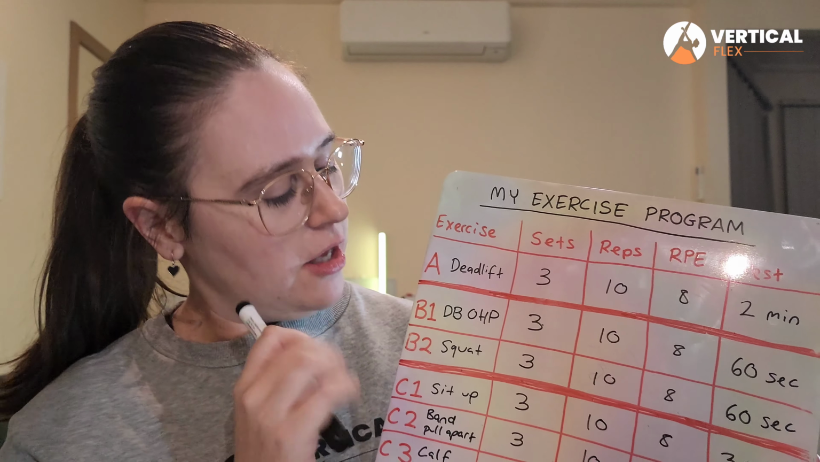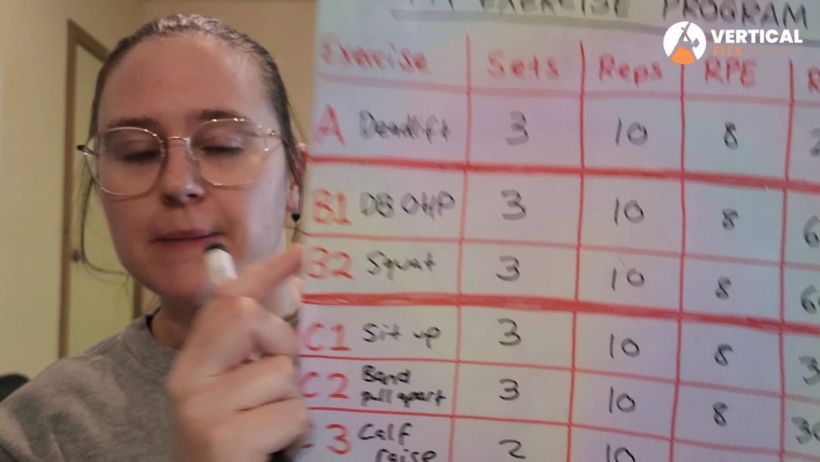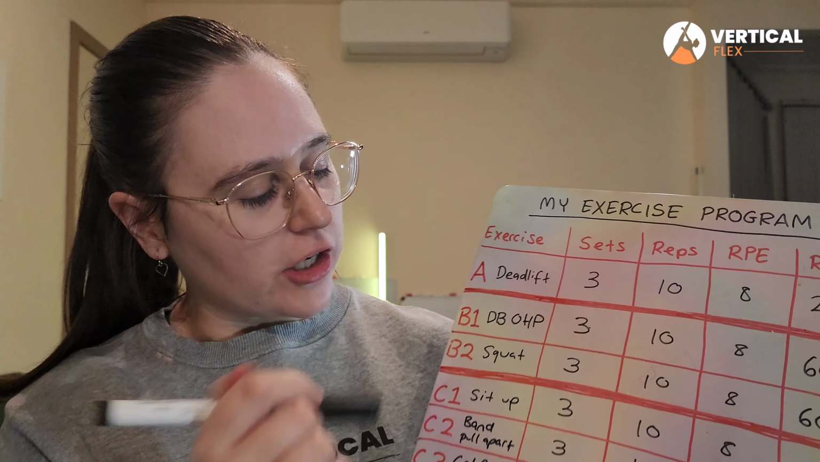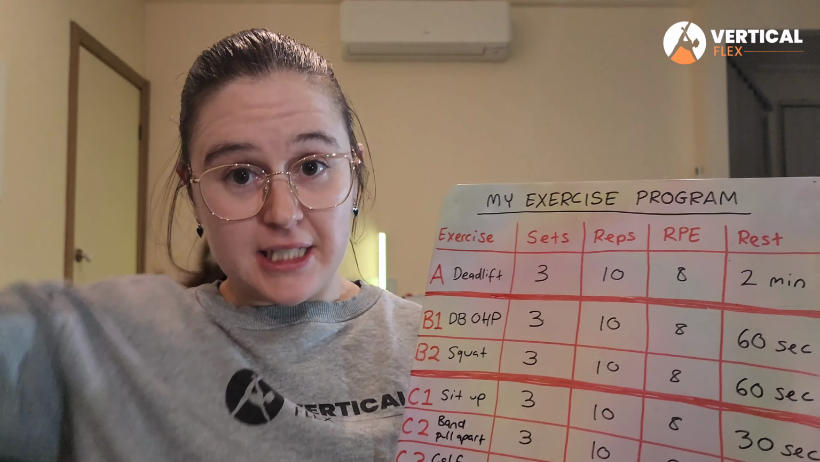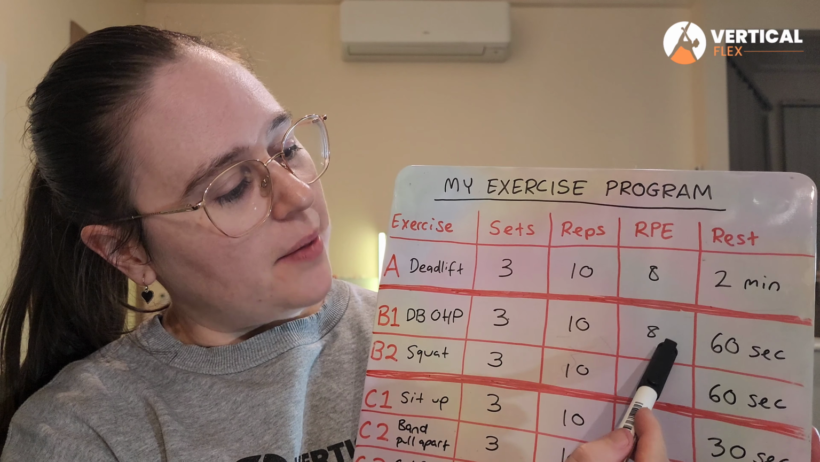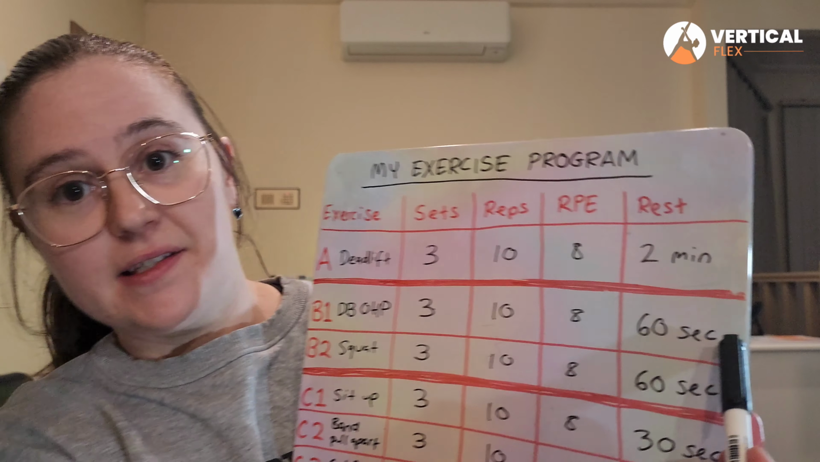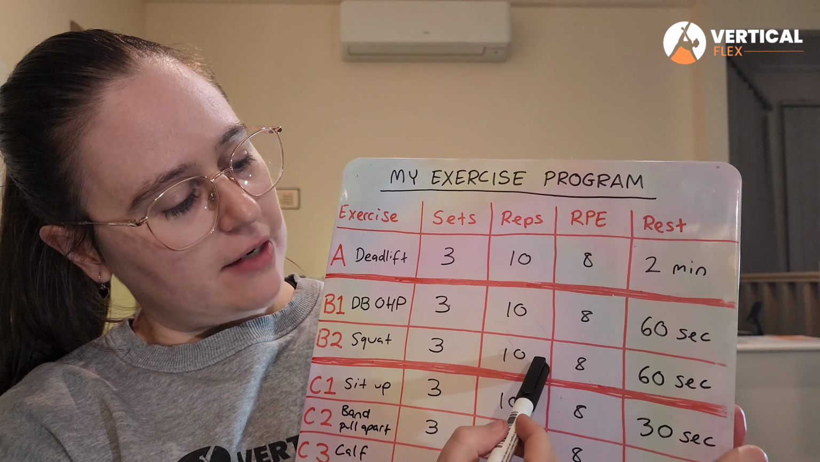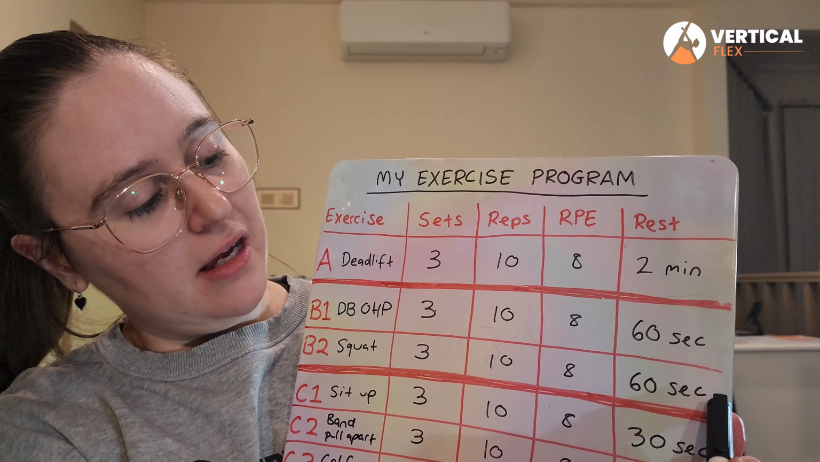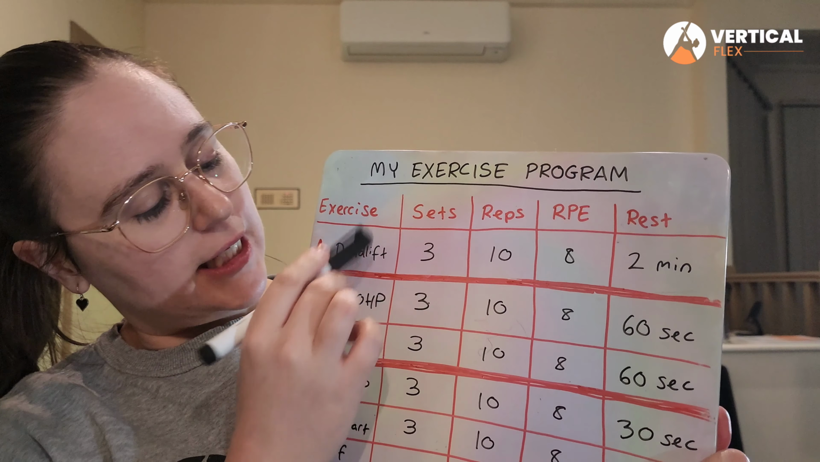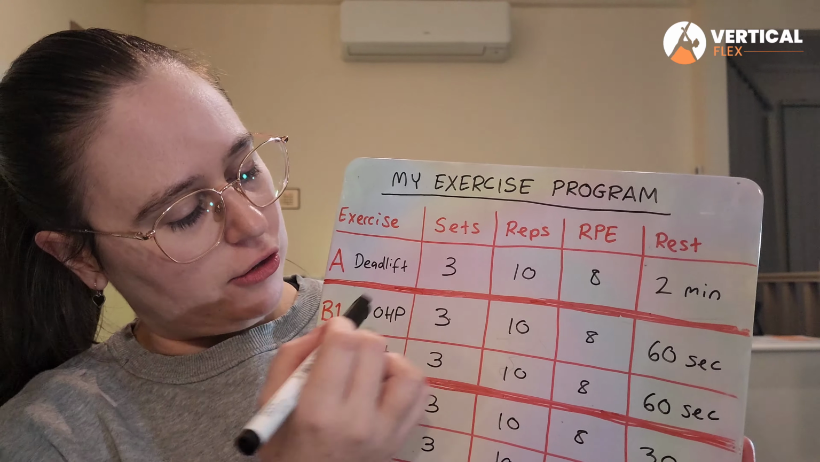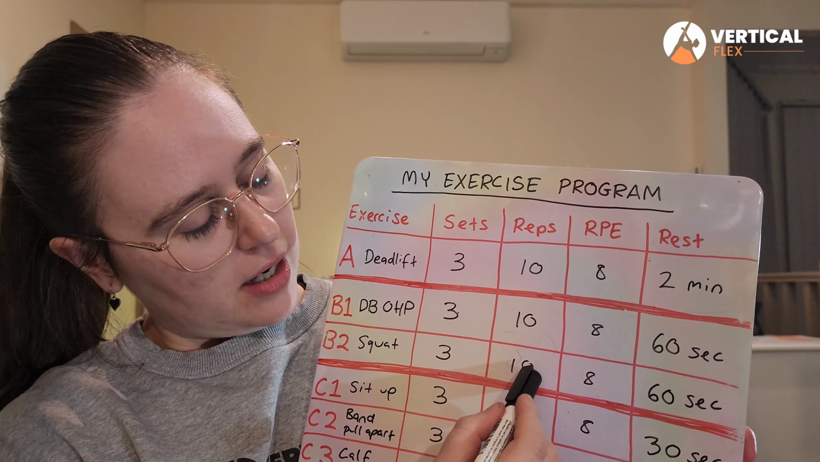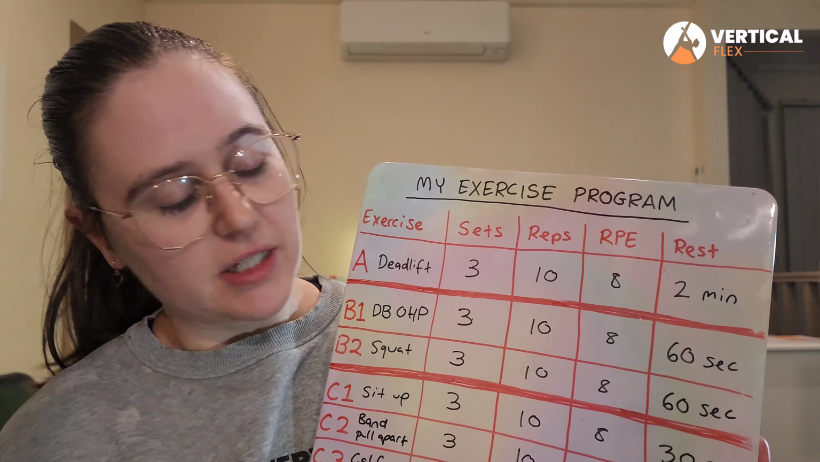Once you've done 3 sets, you're going to move on to B, which is a superset. So B, I've got a dumbbell overhead press and a squat. So I'm going to do my dumbbell overhead press 10 times, 10 reps, RPE of 8, and then I'm going to rest for 60 seconds before I go B2, squat, 10 reps, rest for 60 seconds, and then back to the top, okay? So just like the deadlift, I'm going to go through this and read it across 3 times. And then once I've done that, 3 sets, 10 reps, 60 seconds rest in between.